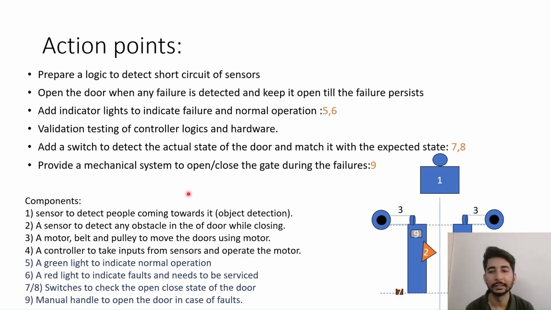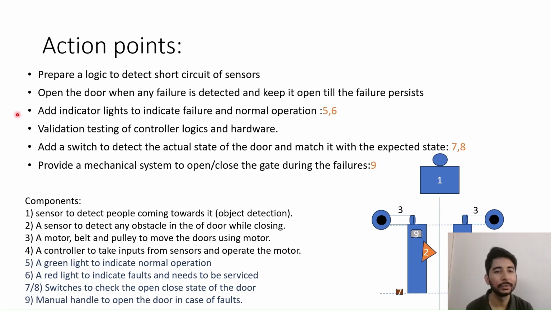So let us summarize the action points or the recommended actions of the FMEA. First point that we saw was to prepare logic to detect the short circuit of sensors. That should be set in the controller itself. And then when the fault is detected, the door should be opened and it should be kept open till the failure is there. So this will again be a logic change in software.